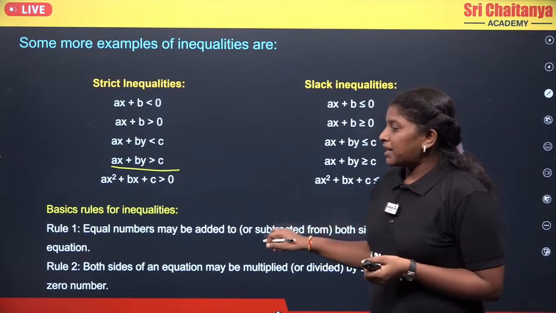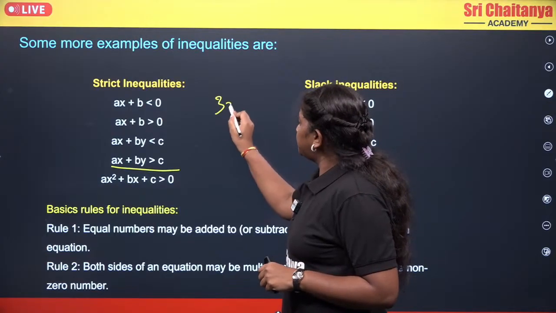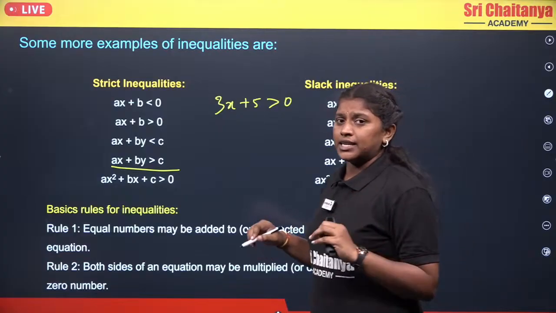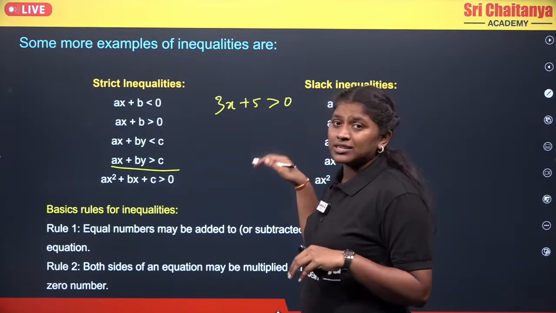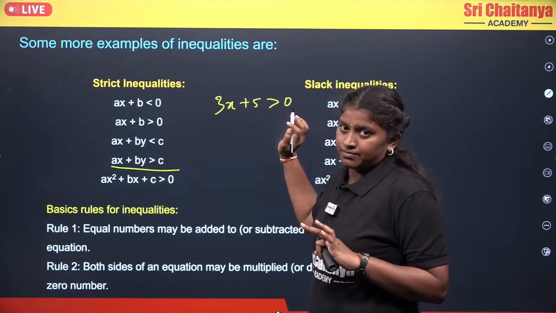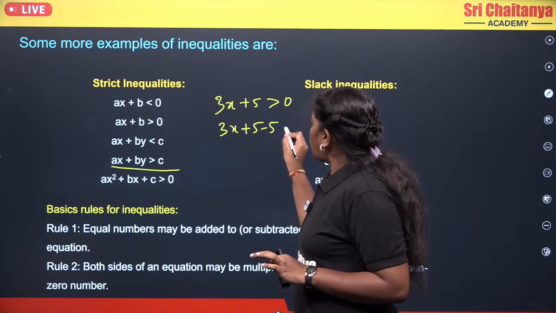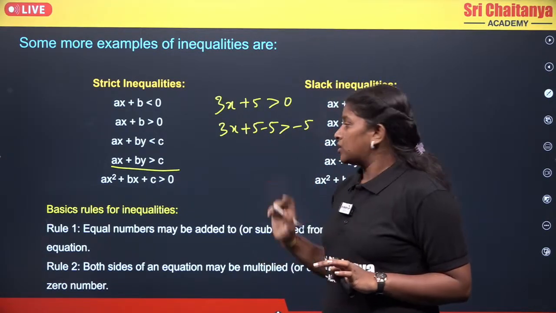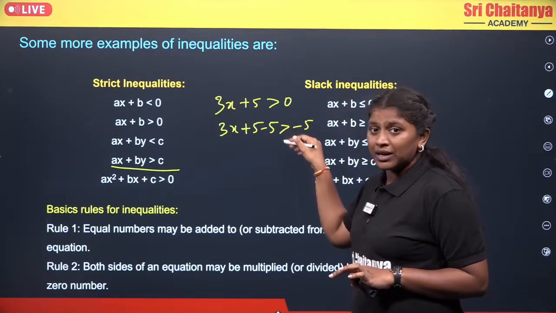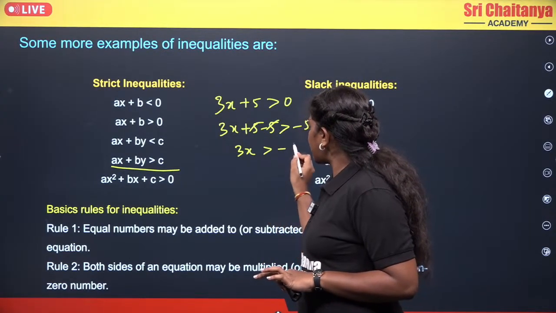Now moving to the next, the basic rules for inequalities. The first rule: just consider that you have 3x plus 5 is greater than 0. Okay. Now for this inequality, if you are adding or subtracting the same value on both ends, the inequality won't change. I am just subtracting 5 on both ends. So if I am adding or subtracting, the inequality sign won't change. So plus 5 and minus 5 cancel, and we get 3x greater than minus 5.